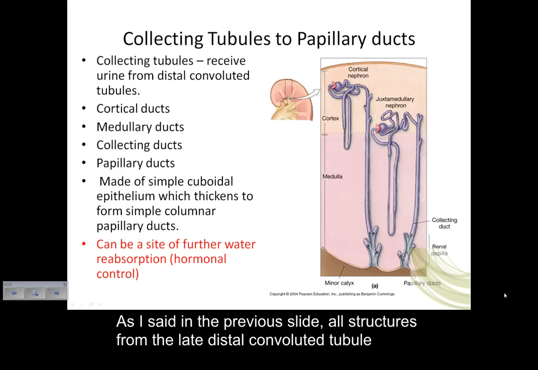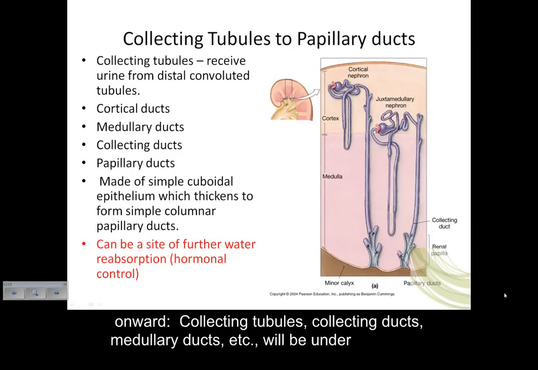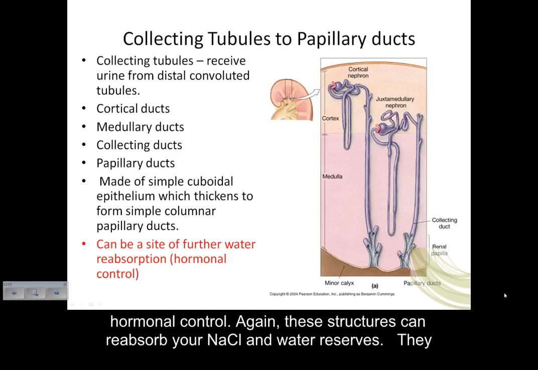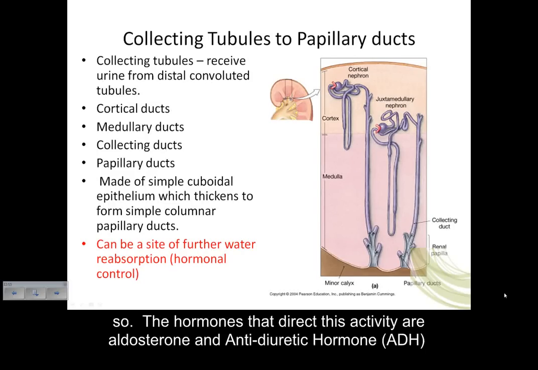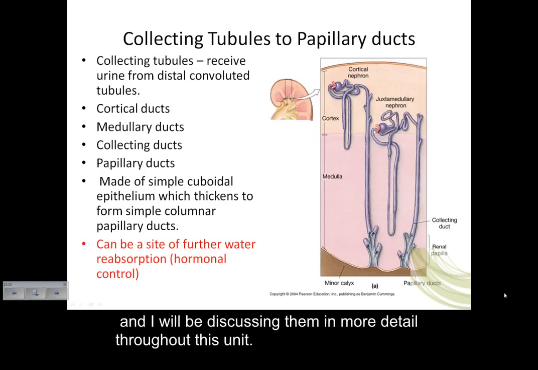As I said in the previous slide, all structures from the late distal convoluted tubule onward, collecting tubules, collecting ducts, medullary ducts, etc., will be under hormonal control. Again, these structures can reabsorb your sodium chloride and water reserves. They can reabsorb more sodium chloride and or water as long as a hormone is around that tells them to do so. The hormones that direct this activity are aldosterone and antidiuretic hormone, or ADH, and I will be discussing them in more detail throughout this unit.